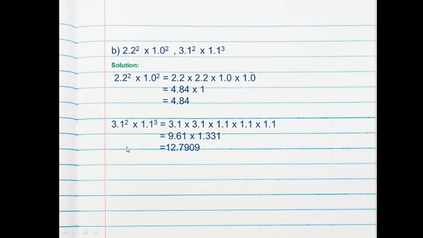In the decimals lesson I taught you how to compare two decimal numbers. Yes, so you know how to compare decimal numbers. So here we will do the comparison between these two numbers. So since 4.84 is less than 12.7909, therefore 2.2 raised to the power 2 into 1.1 raised to the power 2 is less than 3.1 raised to the power 2 into 1.1 raised to the power 3.